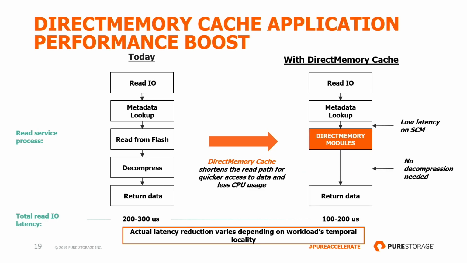So how does that shorten it up? Today we would do the read IO, metadata lookup, read from flash, where we would decompress and then return the data. Essentially, we're going to have no need for decompression. And because we're not reading from flash, which is in the hundreds of microseconds, we're reading from SCM, which is in the tens of microseconds, we're able to reduce read service latency end to end on the system from about 200 to 300 microseconds to 100 to 200 microseconds, depending on what's happening.